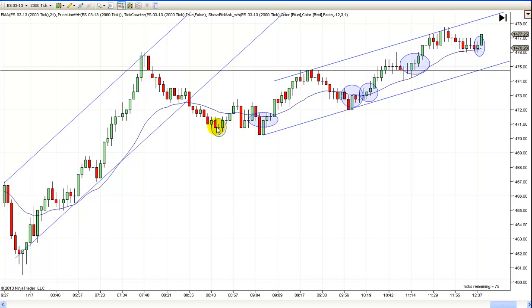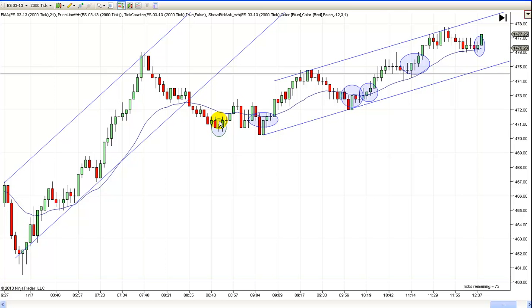But I want to talk about this one. I drew this one in green. Again, you got this first leg, a little two-legged correction, and then a second leg. And this was the first break, so we're looking for a long. You got this little bitty doji. You got a chance to get long right there above it.